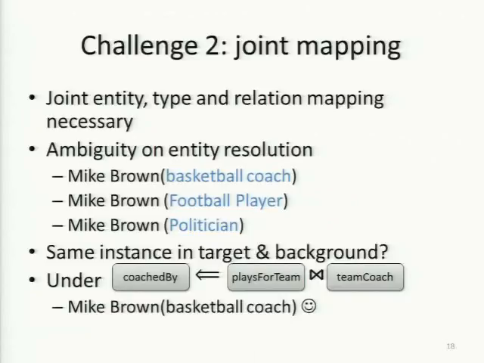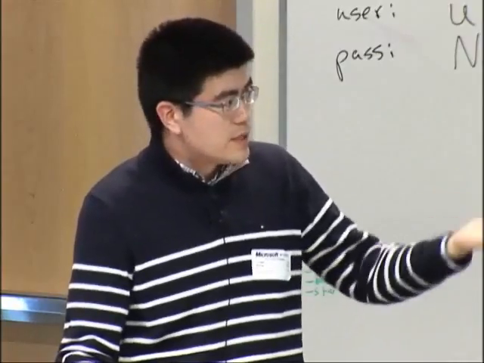The second challenge is that we need to do the entity, type and relation mapping as a whole, jointly. The reason is that entities are very ambiguous in the background knowledge. For example, there are many Mike Browns in your background knowledge. One is a basketball coach, one is a football player, another is a politician. Without context, how could you know which one is the guy you are talking about in your target relation? But under the condition that the coached-by relation is mapped from plays-for-team joined with team-coach, you have big confidence that the basketball coach Mike Brown is the guy you are looking for.